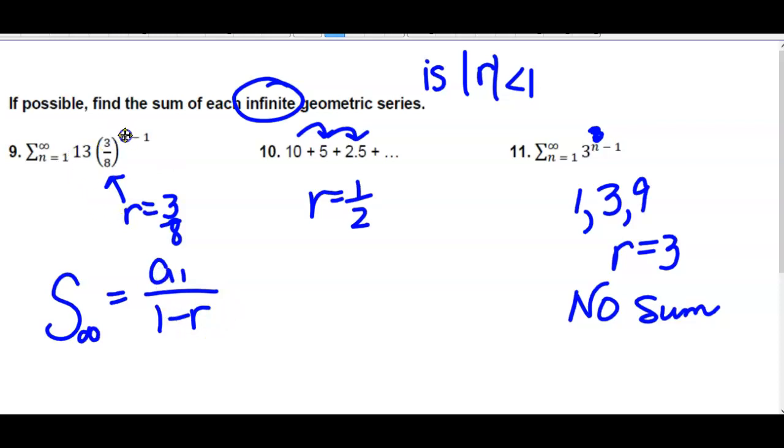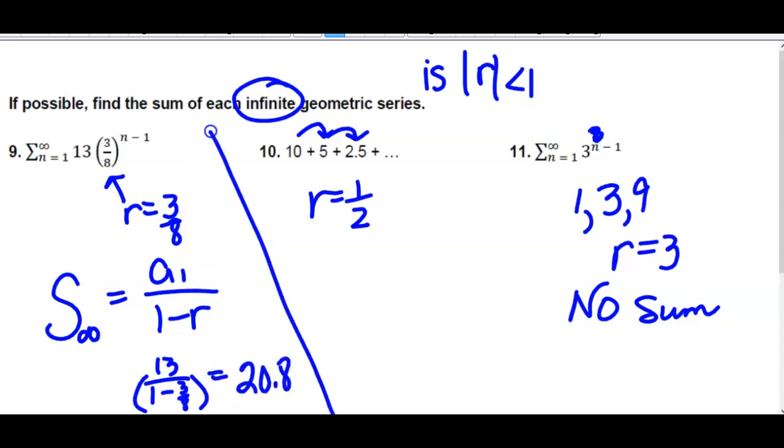You could put a 0 in here. Put a 1 in here. That would become a 0. This would become a 1, so you'd just get 13 over 1 minus 3/8. We're going to need some parentheses there, or it's 13 divided by the quantity 5/8. That's what 1 minus 3/8 is, but it's 20.8.